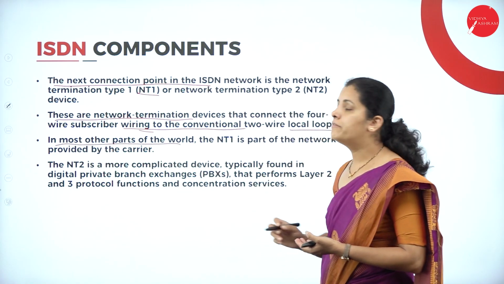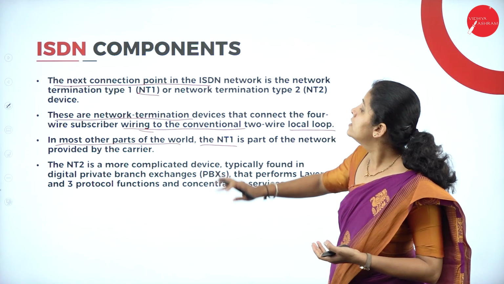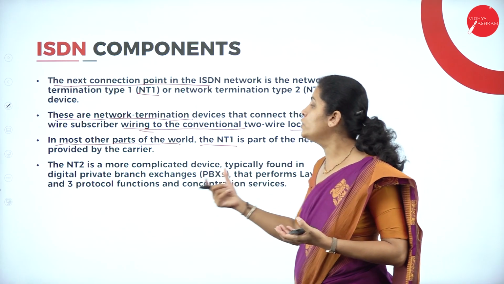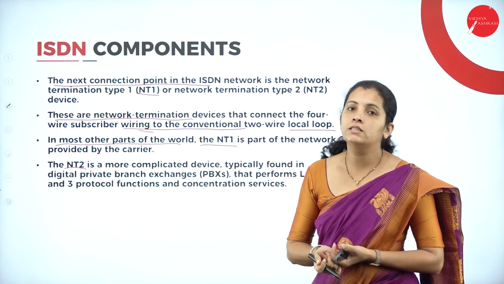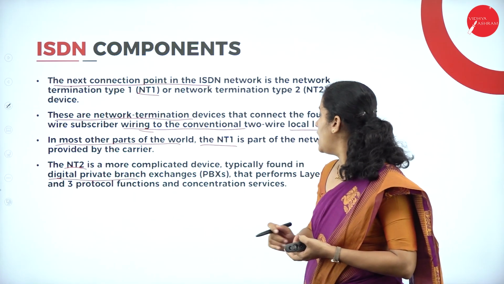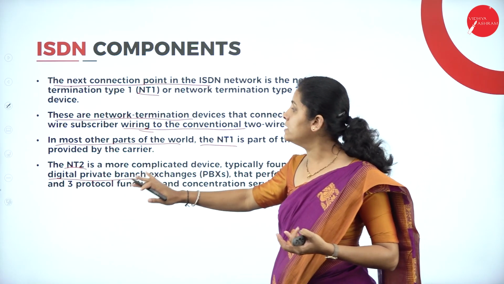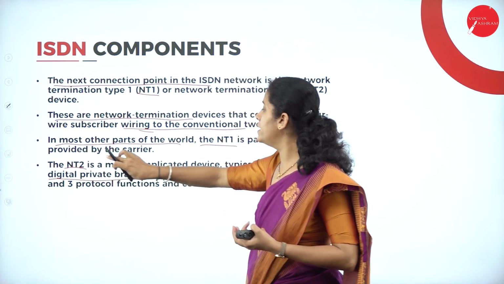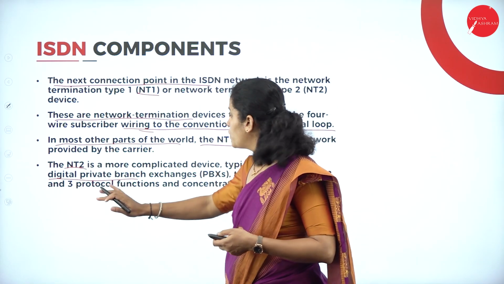In most parts of the world, the NT1 device is part of the network provided by the carrier. That means in most of the world covered by ISDN, it is part of the network and it provides the carrier signal. The next device we are going to have is NT2. It is a more complicated device and it is mainly used in digital private branch exchange, and it also performs layer 2 and layer 3 protocol functions.